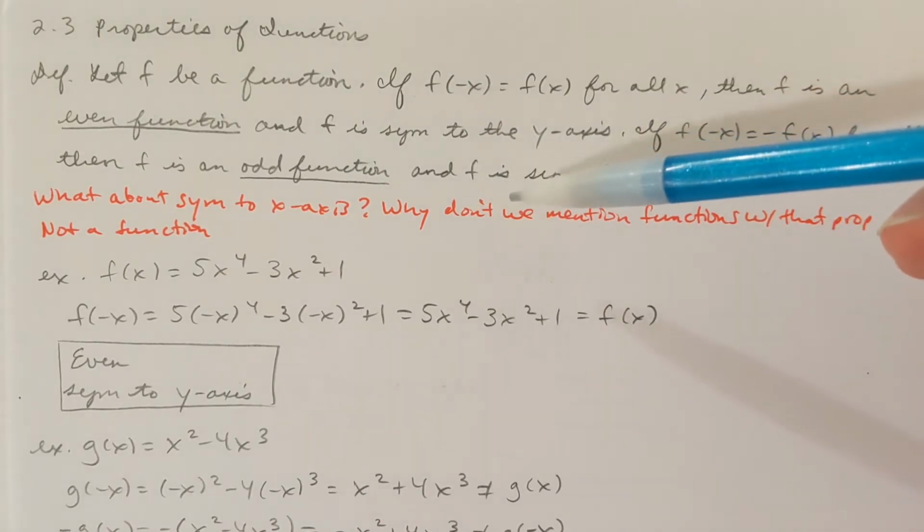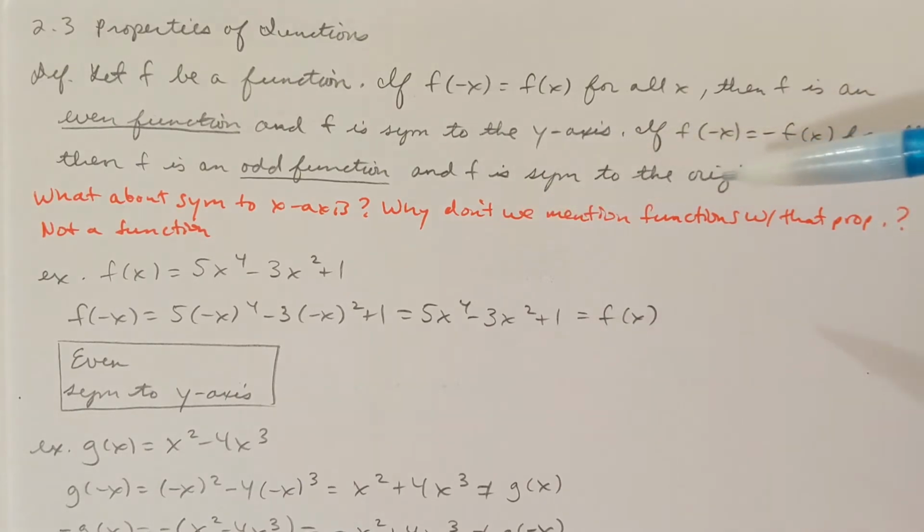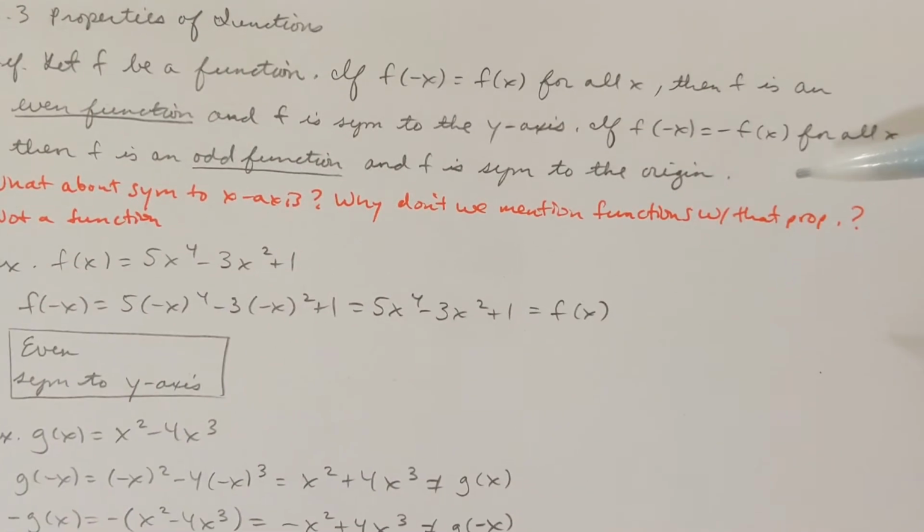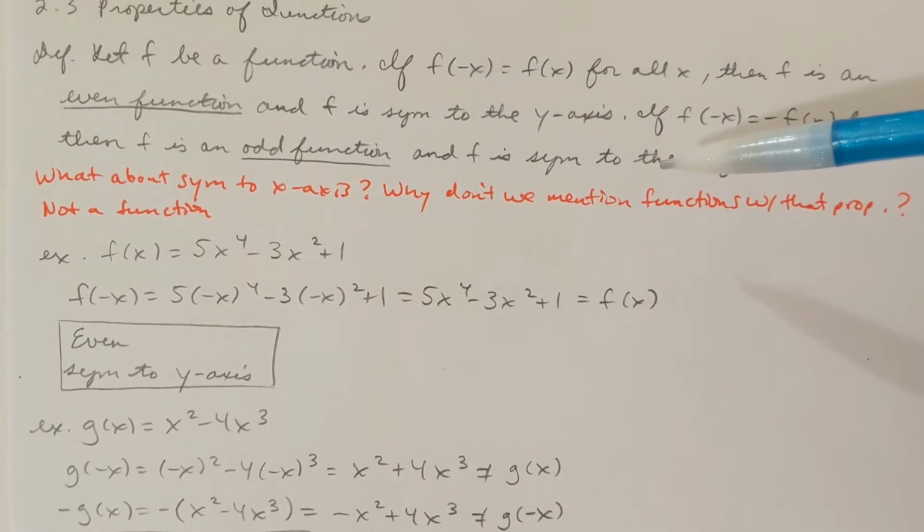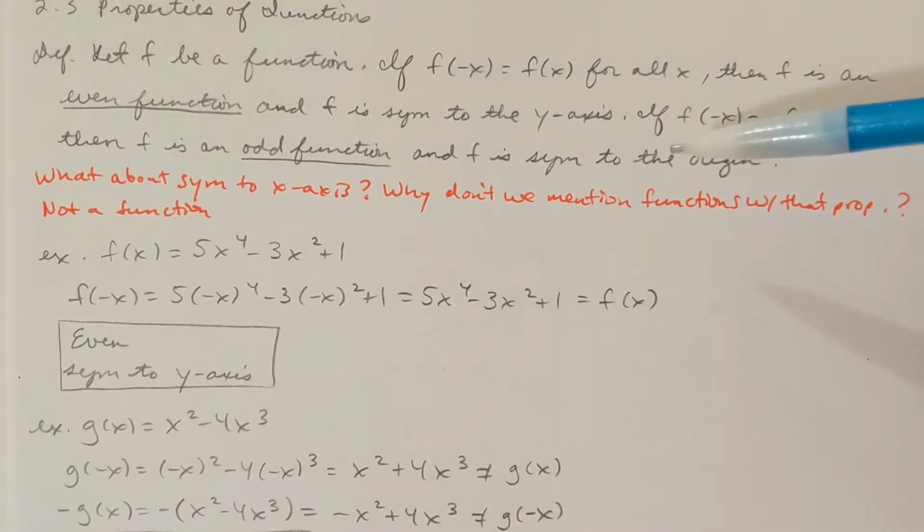Okay, what about symmetry to the x-axis? Why don't we mention functions with that property? It would not be a function, first of all, because any graph that would be symmetric to the x-axis would fail the vertical line test and therefore not be a function.